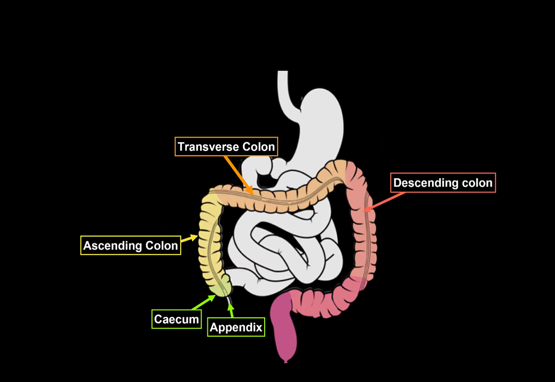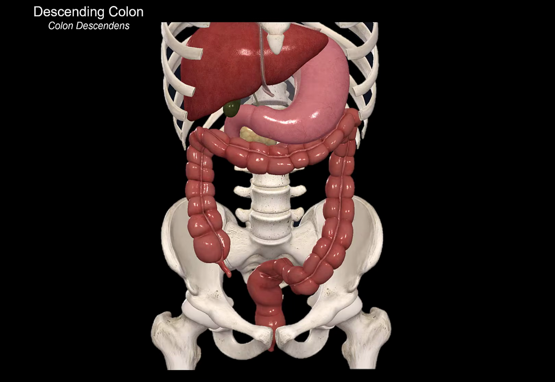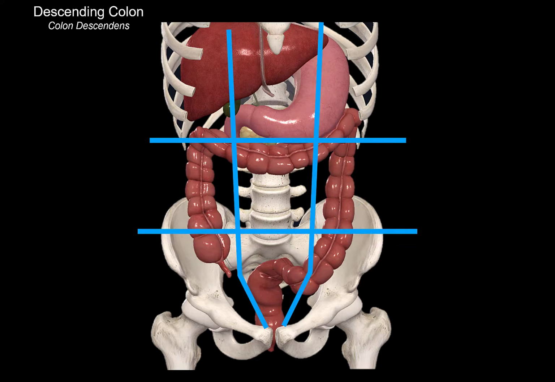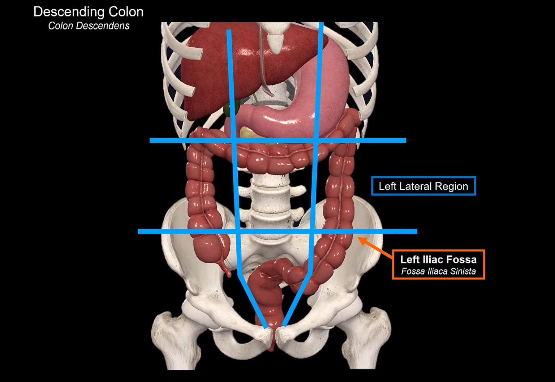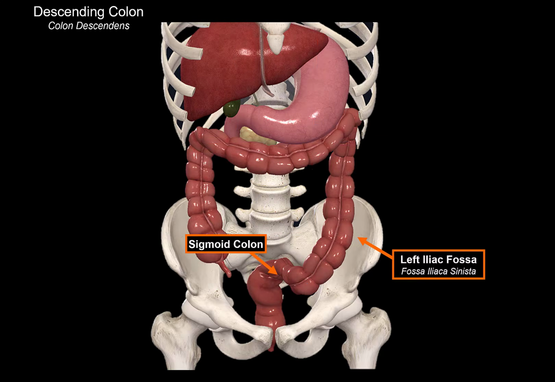Now let's do the descending colon. So let's go back to this picture again. The descending colon is right here. It's about 15 to 20 centimeters long, and you will find it in the left lateral region, lying in the left iliac fossa. So the lower part of the descending colon lies in the left iliac fossa. And it connects with the sigmoid colon.